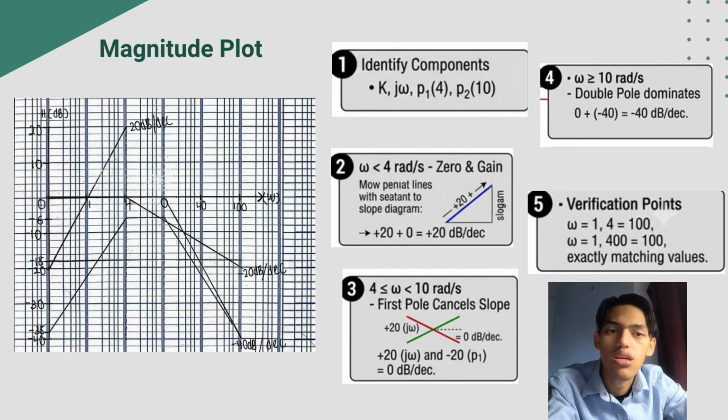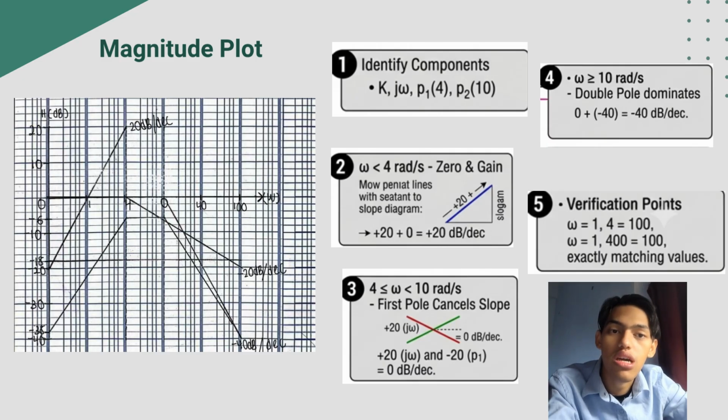Moving to step 3, between 4 and 10 radian per second, our first pole at 4 radian per second activates, because a simple pole introduces a negative 20 dB per decade slope. It perfectly cancels out our initial plus 20 dB per decade slope from the zero, flattening our net slope out to exactly 0 dB per decade.